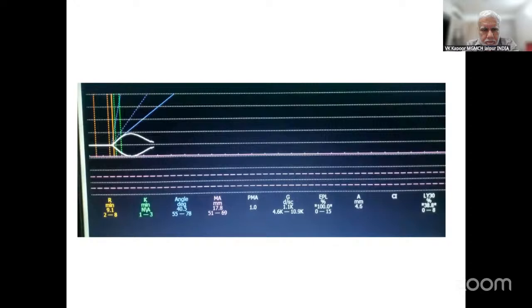In this graph, the R time is slightly raised, the K time is very low, the angle is 40.5, and there is very increased lysis present in the blood. Lysis is around 37%. This means this patient needs tranexamic acid, at least 15 mg per kg bolus dose, followed by 5 mg per kg per hour infusion. This patient doesn't need fresh frozen plasma, FFP. This patient needs an antifibrinolytic agent.